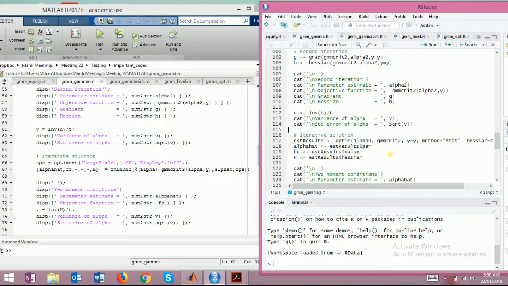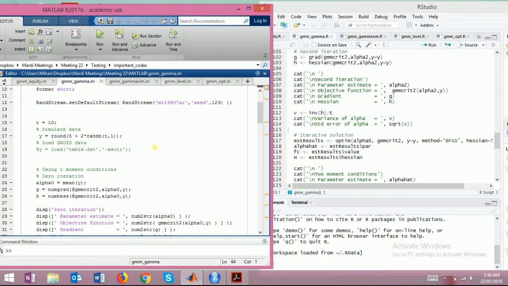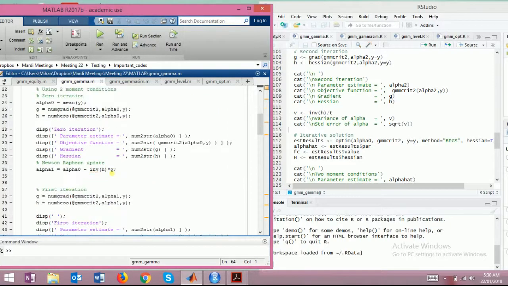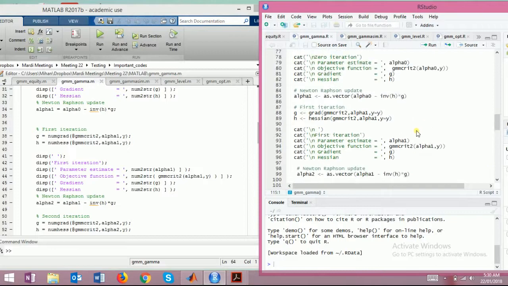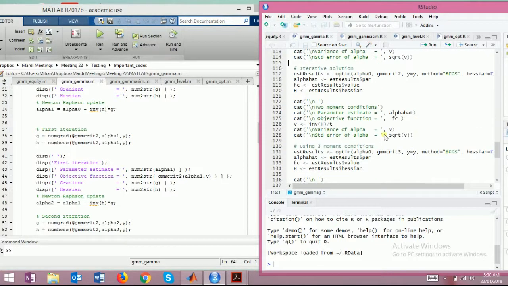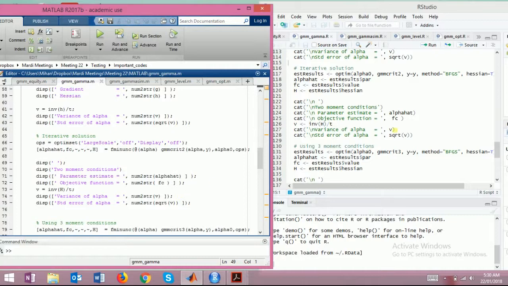Another solution is an iterative solution. In an iterative solution, we just optimize instead of doing the Newton-Raphson manually. So what did we do up until now? We simply estimated the numeric gradient or Hessian, numeric derivation. We did some numeric derivation without optimization. We can do an optimization now.